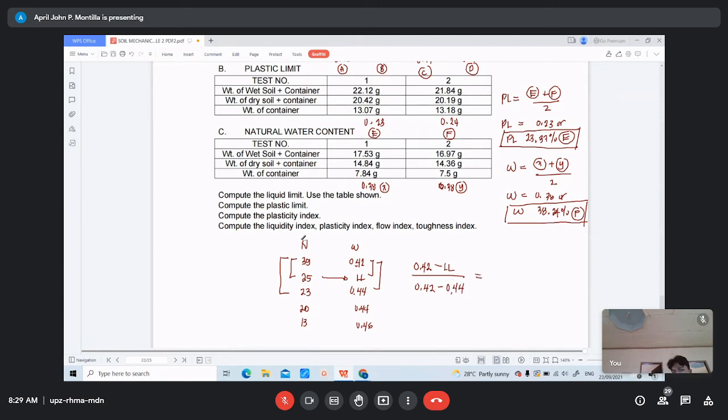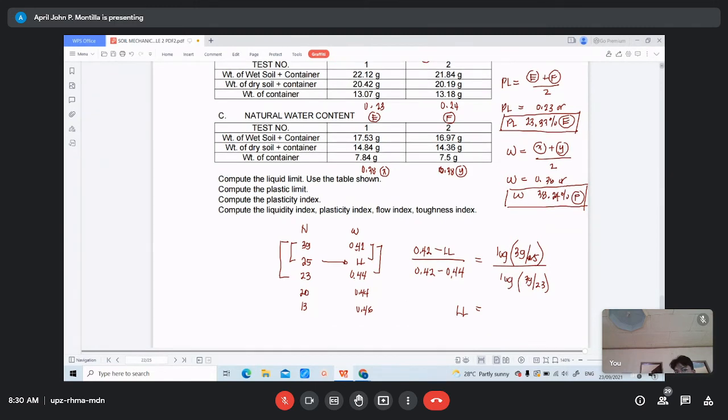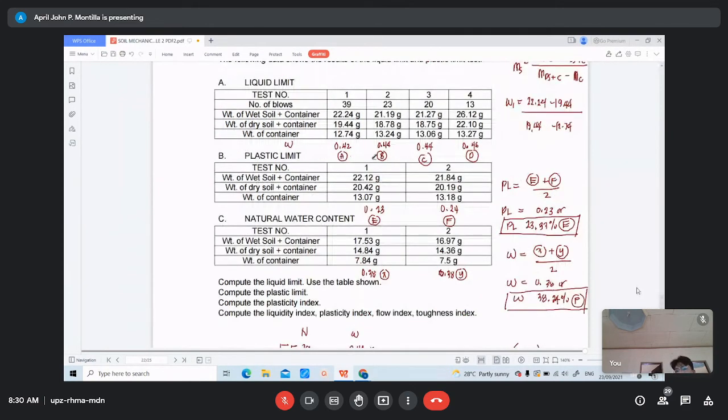Equivalent to, naka-logarithmic scale ang number of blows. So logarithm of 39 over 25 over logarithm of 39 over 23. Pwede naka-minus if you want. Make sure lang na naka-log din yung isa. So, LL is equivalent to, dapat nasa pagitan ng 0.42 tsaka 0.44. Kindly solve. Naka-stored value si 0.42 ha, tsaka 0.44. Naka-stored kay A at tsaka B, dahil 23 tsaka 39 yung ginamit.